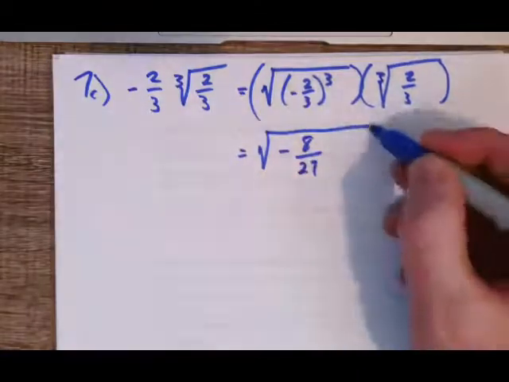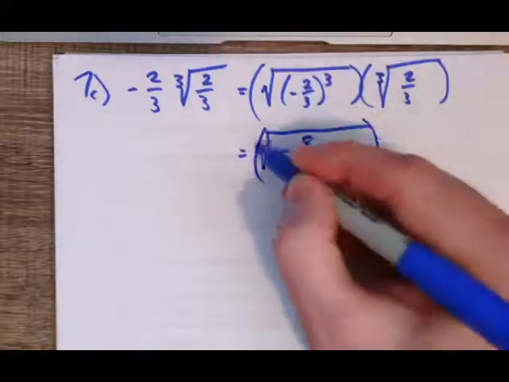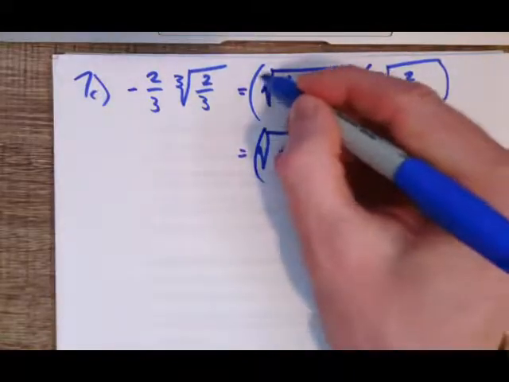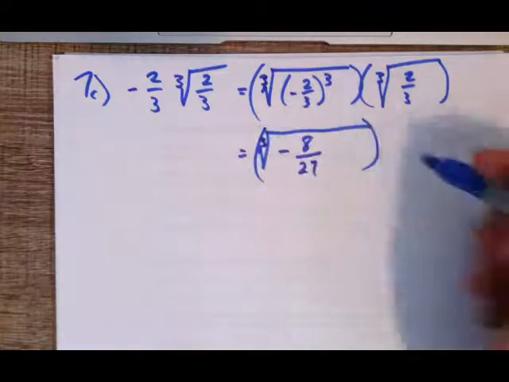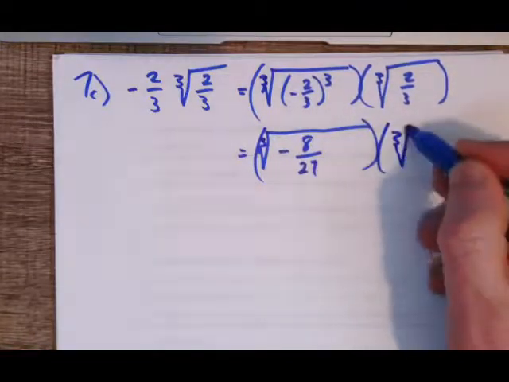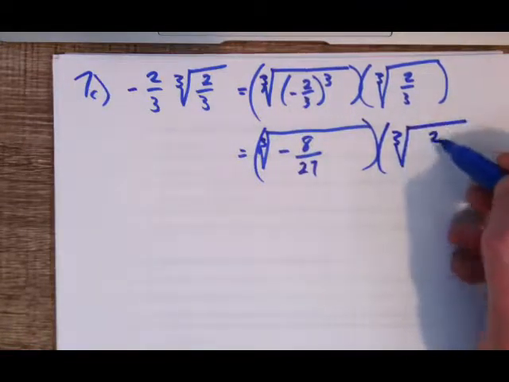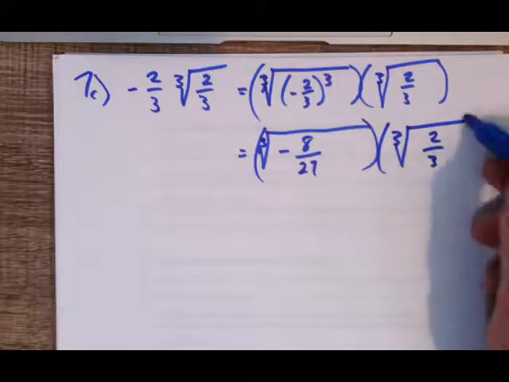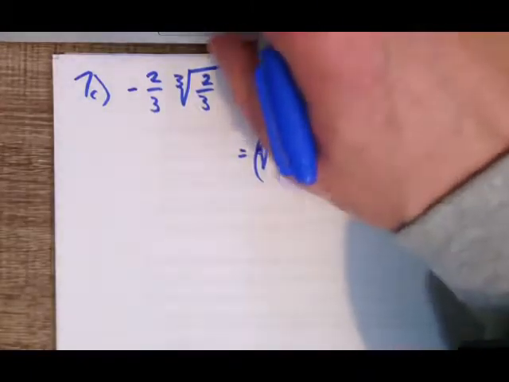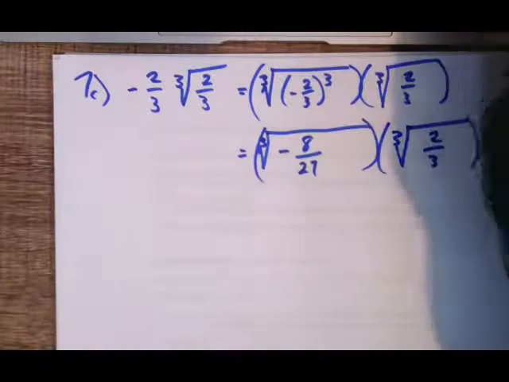I made way too big of a root sign. Oops, this is cube root, sorry. Cube root, and then cube root, I should have muted that. 2/3, I'll mute it now. Ching.